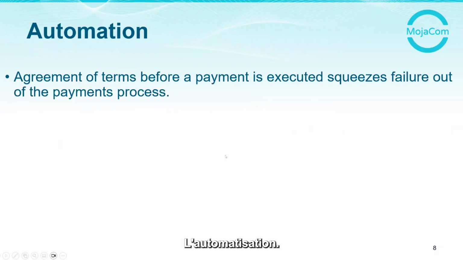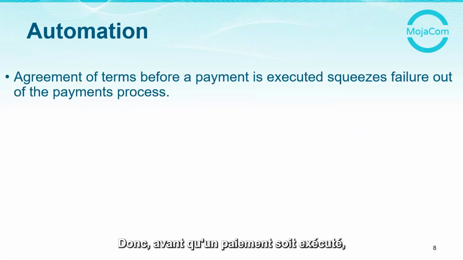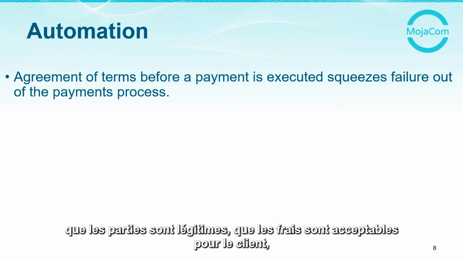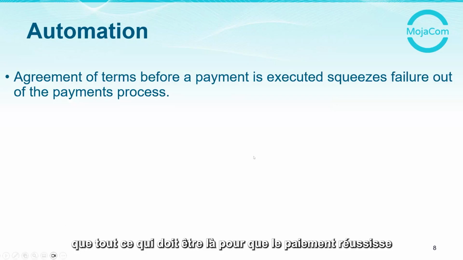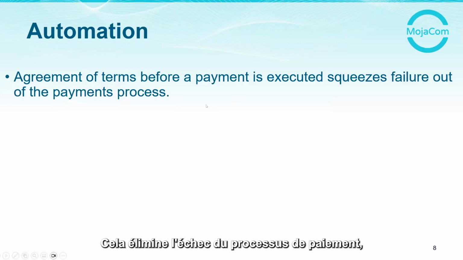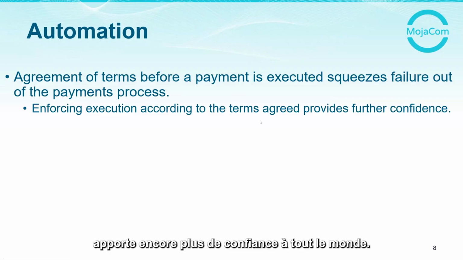Automation. Well, we have a process that we call agreement of terms. So before a payment is executed, the parties confirm, each of them, that that payment can be made, that the parties are legitimate, that the fees are acceptable to the customer, that everything that needs to be there for the payment to succeed is there. And that squeezes failure out of the payments process. And the fact that we enforce execution according to those terms provides further confidence to everyone.